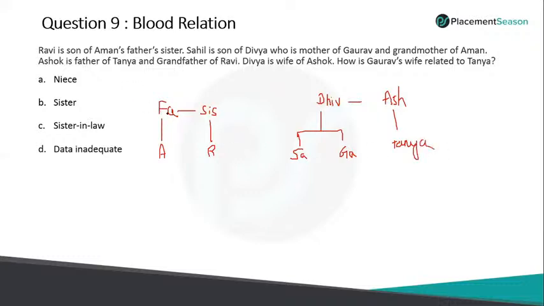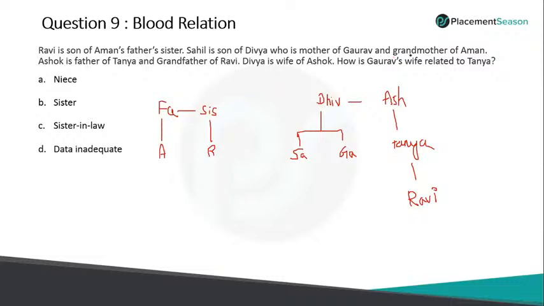A brother-sister relationship should be there, which is here Sahil and Gaurav, two brothers and one sister. So we can map anyone with this one brother with Tanya. So Tanya's son is Ravi. So Ashok is the grandfather of Ravi, which we can fix here. And Aman also we can fix for anyone. But what is the question given here?